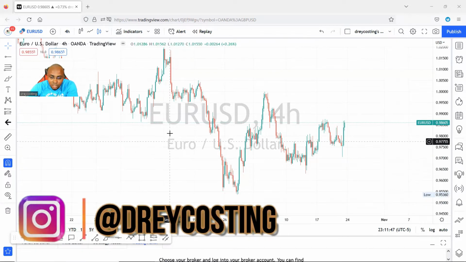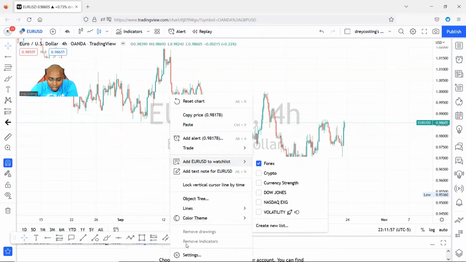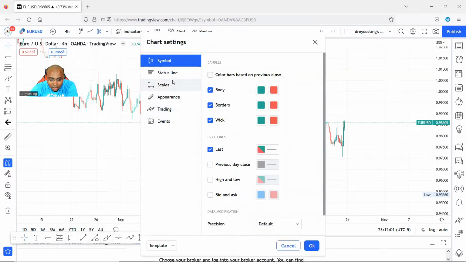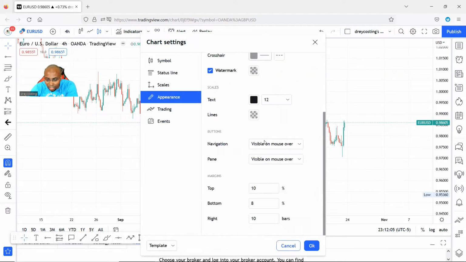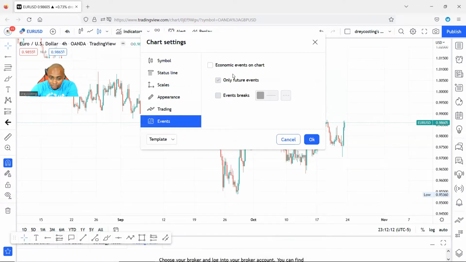All you're going to do is to have a chart like this. I always keep a clean chart. I don't like a ton of indicators. So right click, settings. You have your symbols, status, scales, appearance, so you can change up your chart with all of that. You have trading. What you want to do is come to events. When you're at events, select economic events on chart.